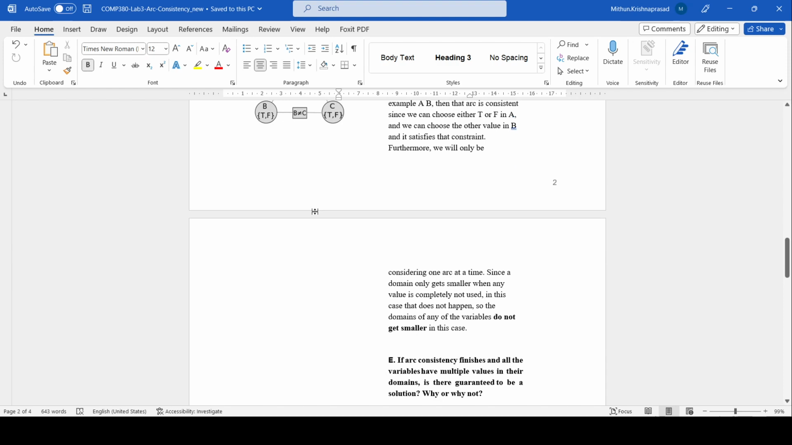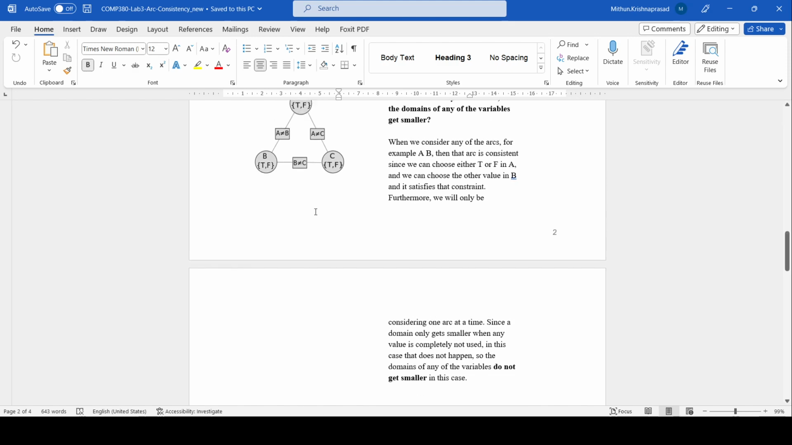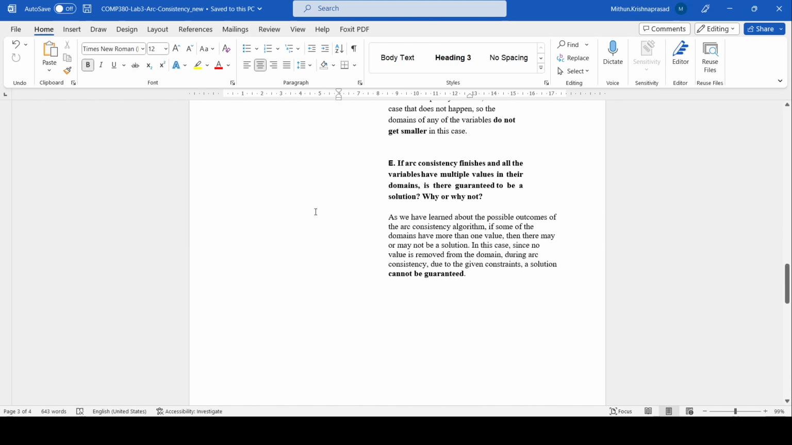Now, we also know that we are only considering one arc at a time. A domain only gets smaller when a value is not consistent with the arc, and in this case that does not happen. So essentially the domain of any variable does not get smaller in this case.